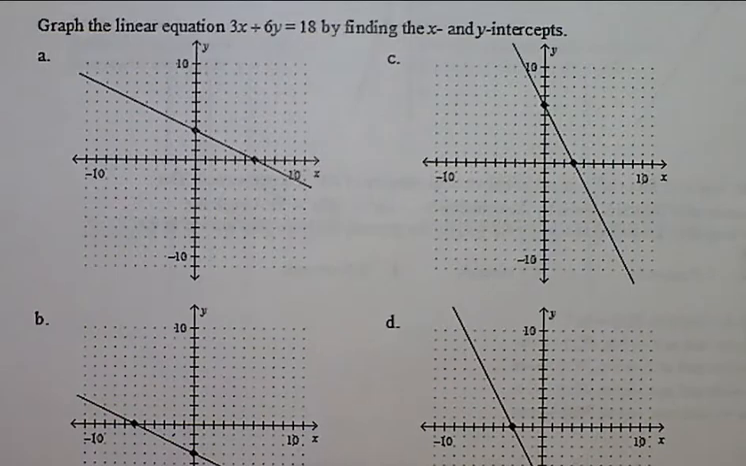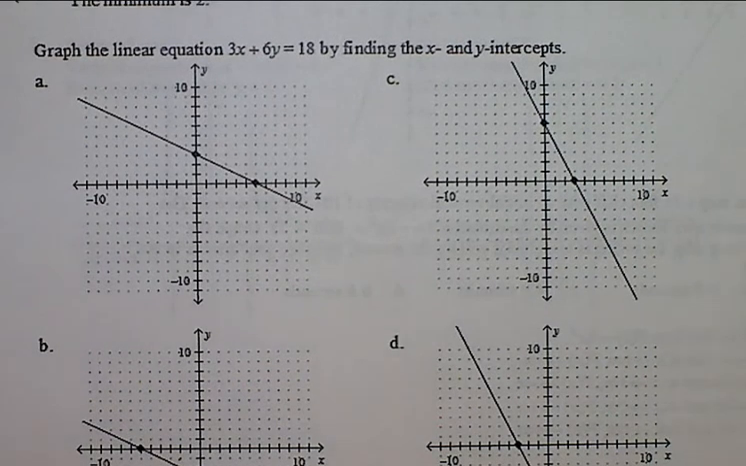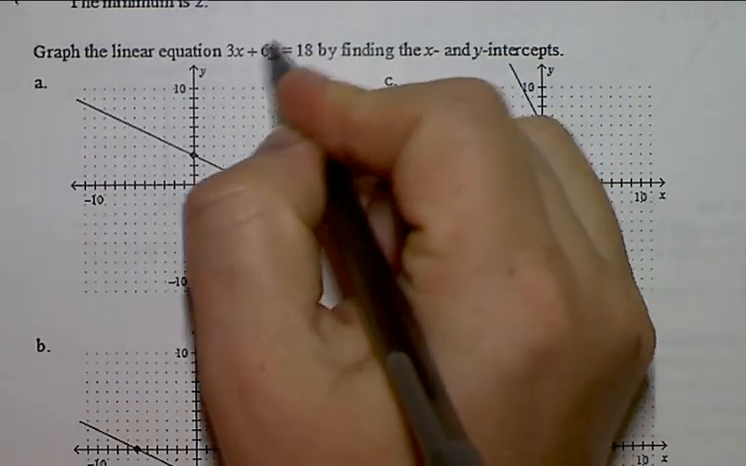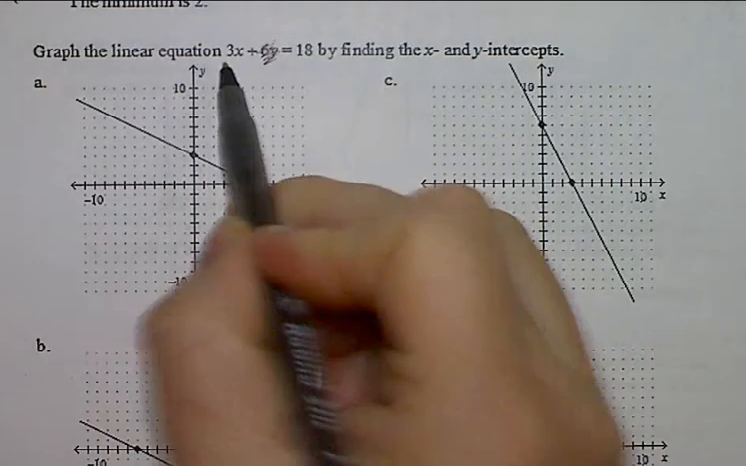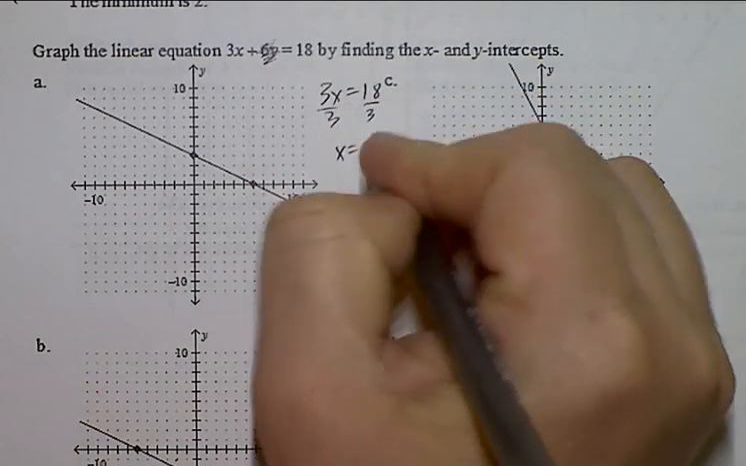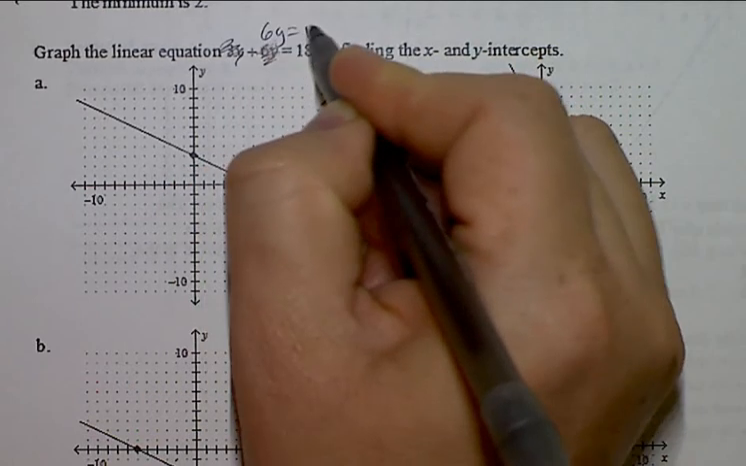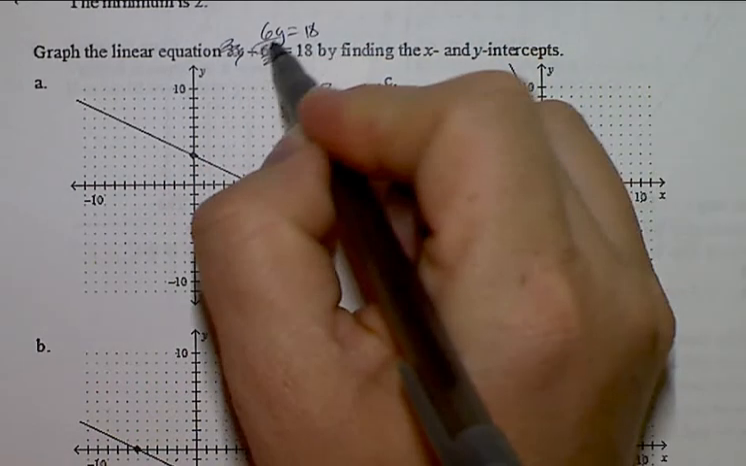Okay, going on right now to the second problem. Graph the linear equation, find the x and y intercepts. So what is the quickest way to do this? I like to do it this way. I'm going to just lightly cross this out, and now I'm going to solve. 3x equals 18. That means x is equal to 6. And now I'm going to go back and cross this one out, having 6y equals 18. Divide by 6, and y equals 3.